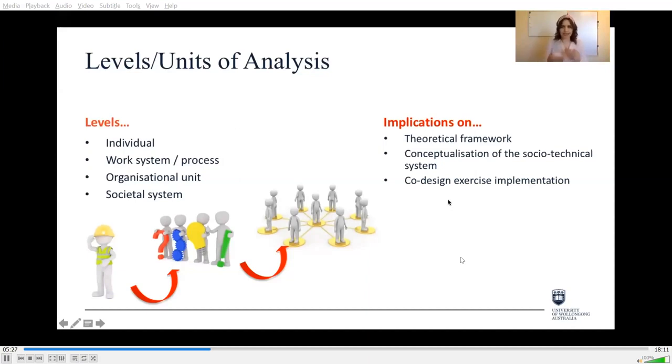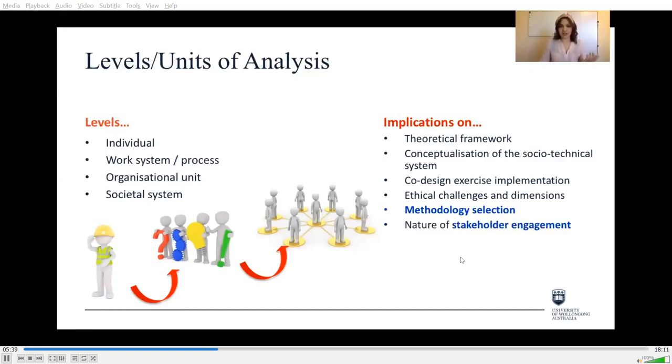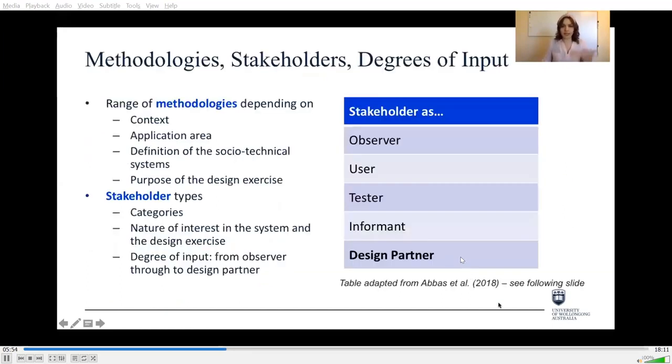So these are the actual techniques that are used to engage with stakeholders. The ethical challenges that emerge will obviously differ. Methodology selection, nature of stakeholder engagement, and degrees of input will be configured in a different way depending on our units of analysis. And I've highlighted methodology, stakeholder engagement, and degrees of input for further analysis in the following slides. So let's look at these in a bit more detail to gain an understanding of the complexities associated with co-design when applied in practice, for instance.